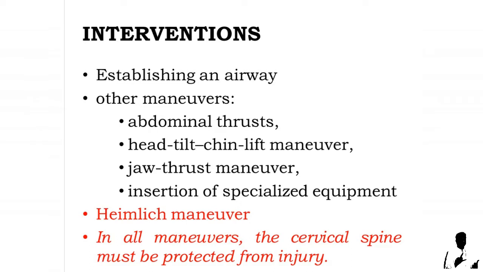Interventions for airway obstruction include the following. Establishing an airway may be as simple as repositioning the patient's head to prevent the tongue from obstructing the pharynx. Alternatively, other maneuvers, such as abdominal thrusts, the head tilt chin lift maneuver, the jaw thrust maneuver, or insertion of specialized equipment may be needed to open the airway, remove a foreign body, or maintain the airway.